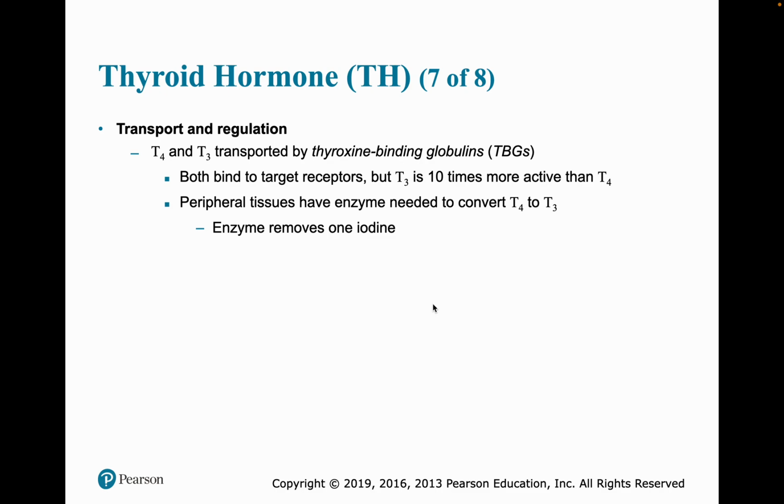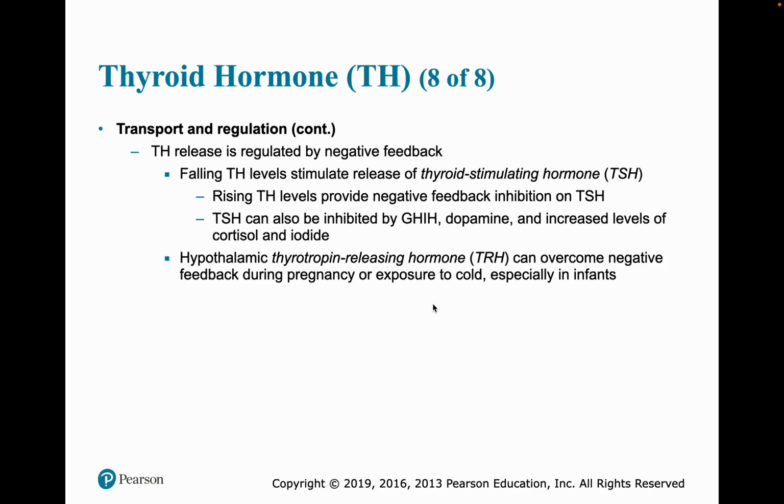T3 and T4 are transported by thyroxine-binding globulins, TBGs. Both bind target receptors, but T3 is 10 times more active than T4. So in the periphery, tissues have an enzyme that converts T4 to T3, an enzyme that removes one iodine from the molecule.